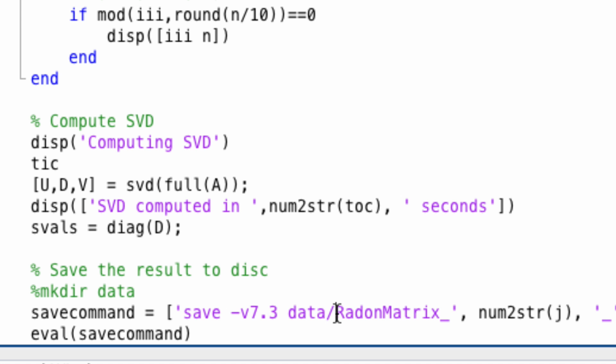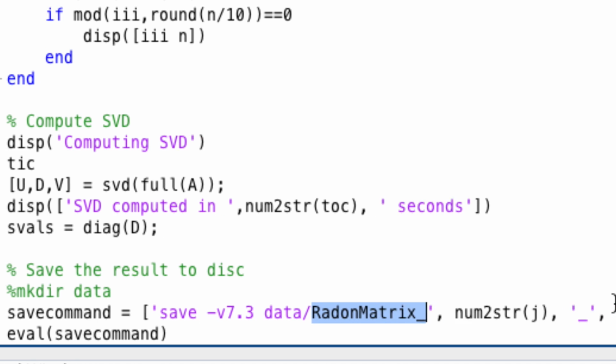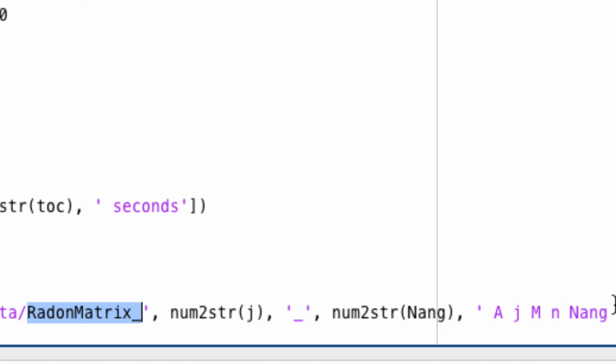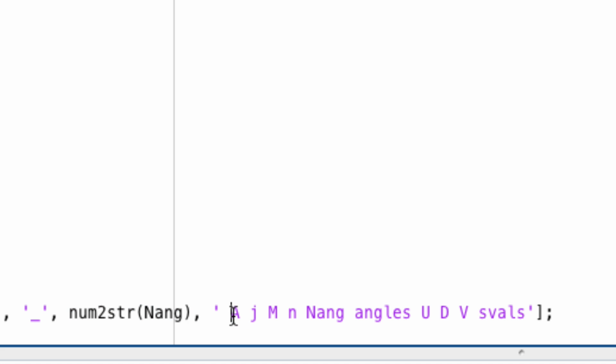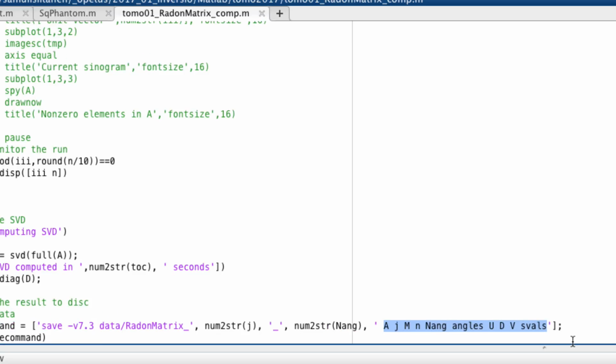The file is called radon matrix something. And what is that something? We include the power of 2, and we include the number of angles. So we have several files done, and we can later easily read them from file. This is more convenient than always computing it again, because this computation really is not so fast. It's not designed to be fast. We save the matrix, the size parameters, the angles, and the singular system.